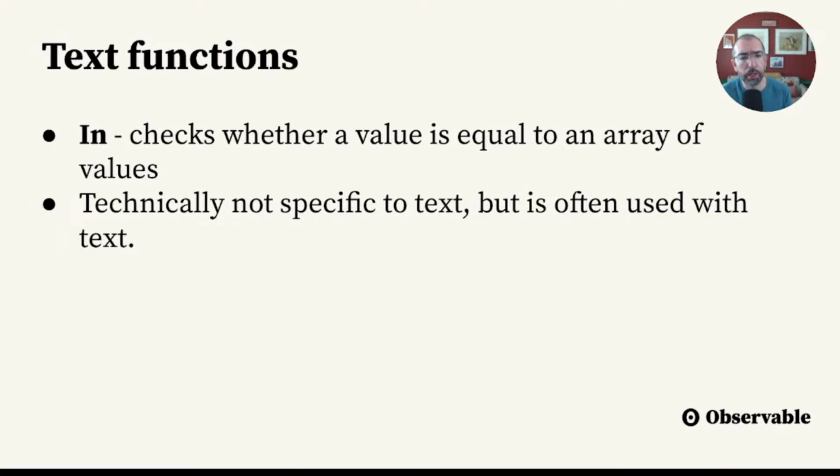The first one I want to talk about, it's not actually specific to text, but it's often used with text, which is the in function. So it checks whether a value is equal to an array of values. And again, you could use this with numbers or with dates, but you often see it used with text. So the way it works is you might have a condition, and here I just put in the string hello world. This could be a column that you're looking at from a table.